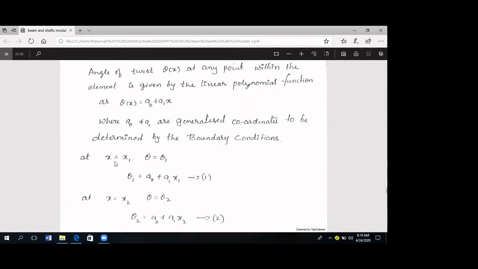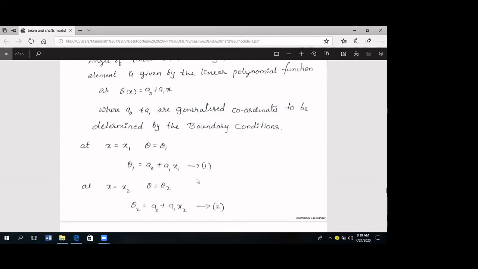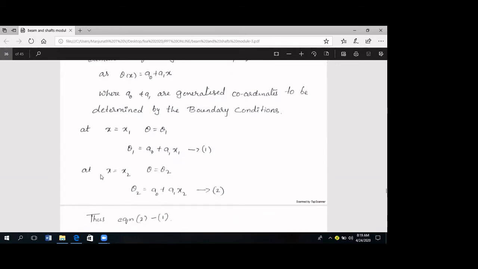Okay, when x is equal to x1, theta is equal to theta 1. If you substitute these values in the polynomial function, we get theta 1 equal to a naught plus a1 x1. Take this as equation number 1. Similarly, taking the second boundary condition, when x is equal to x2, theta becomes theta 2. Substituting these two values in the polynomial equation, we get theta 2 equal to a naught plus a1 x2. Take this as equation number 2.